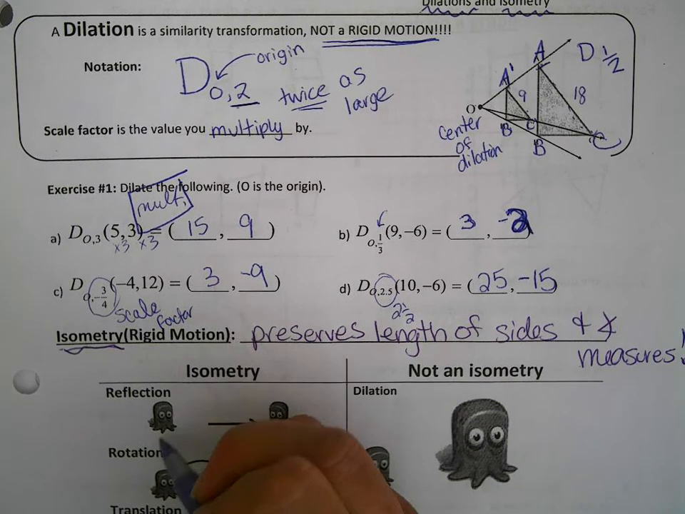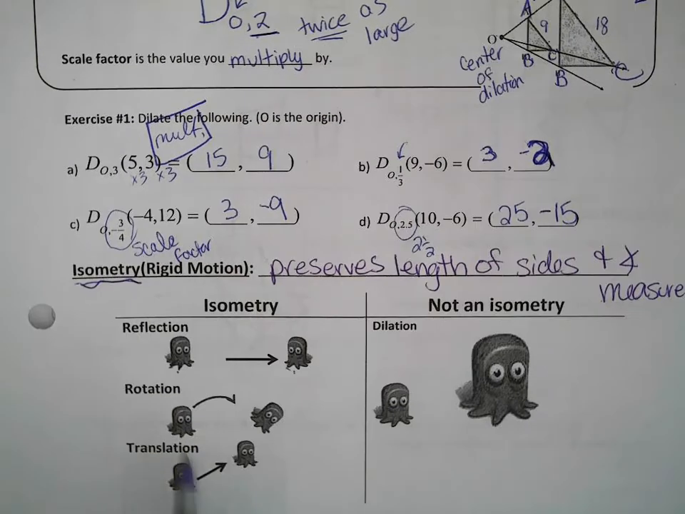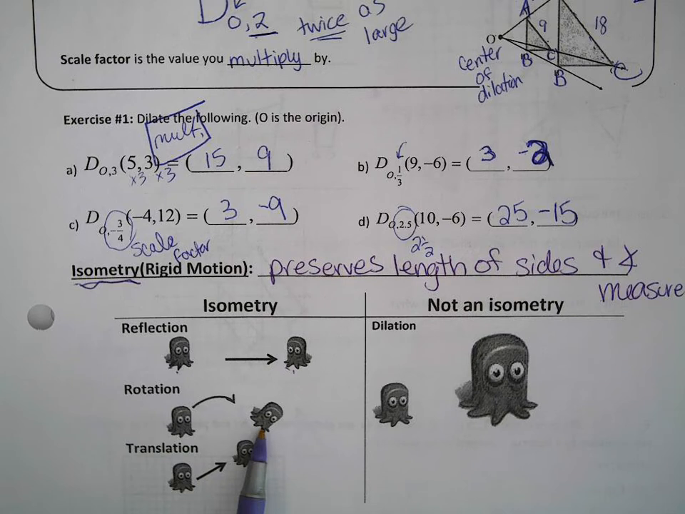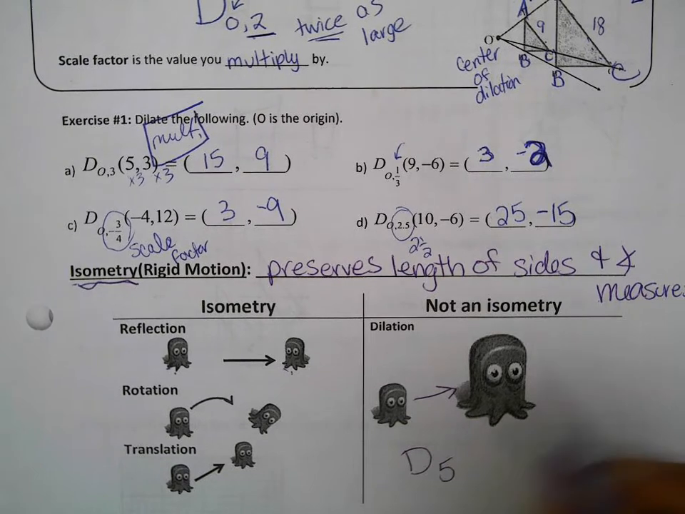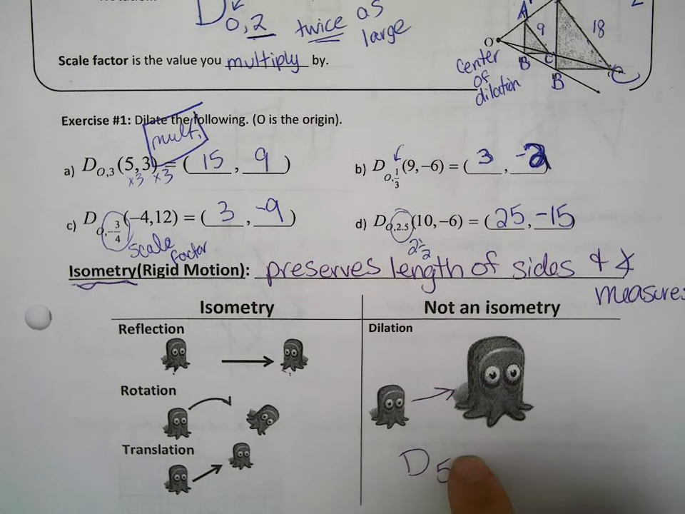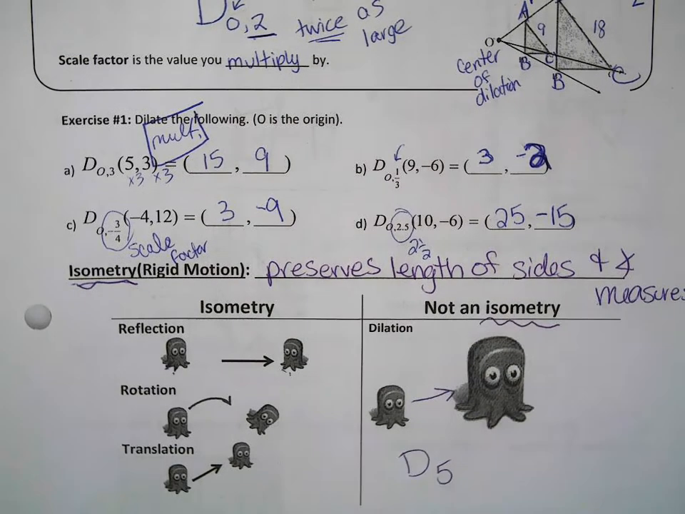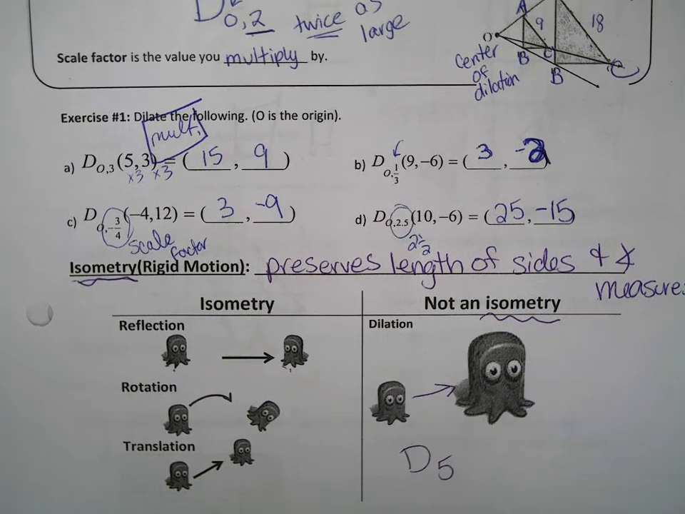between the points. So like the tentacles of this little octopus guy, the distance between one tentacle to another is going to be the same after a reflection, after I rotate him around some center, or if I translate him, he stays the same size and the angle of each of his little tentacles stays the same. A dilation, so maybe we dilated 5 times bigger here. Okay, from here he got 1, 2, 3, 4, 5 times bigger. That is not an isometry. So again, that's another vocabulary word that just means rigid motion. So isometry is another word for rigid motion.